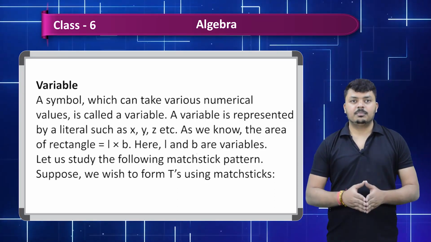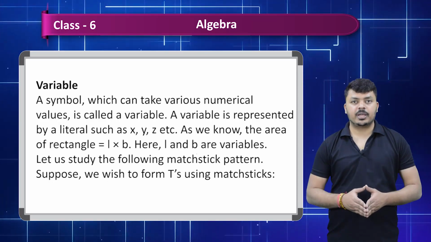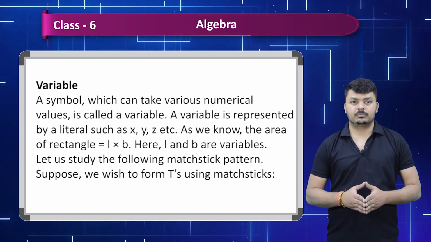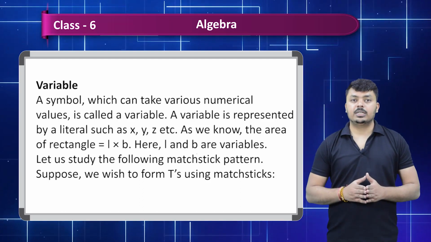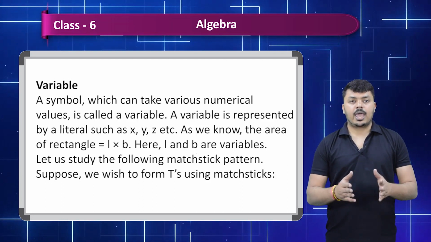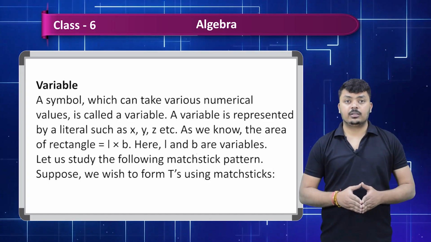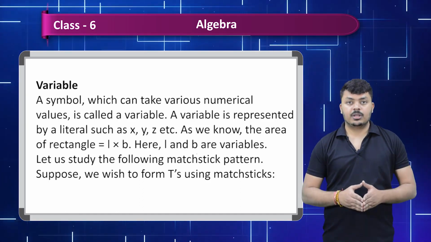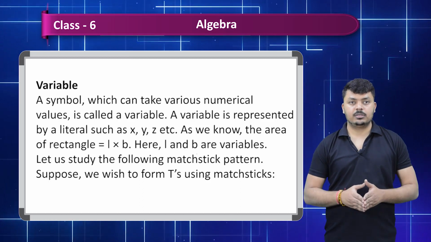Variable. A symbol which can take various numerical values is called a variable. A variable is represented by a literal such as x, y, z, etc. As we know, the area of a rectangle equals L into B. Here, L and B are variables.